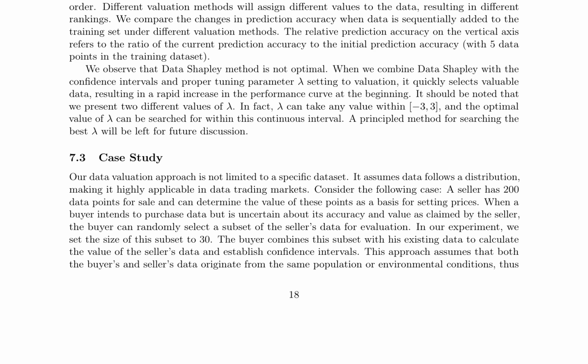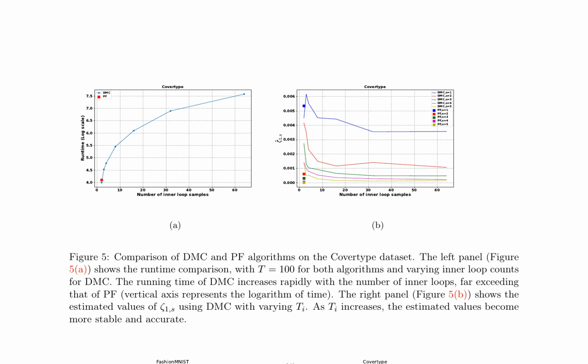This approach is applicable to data trading markets and is demonstrated through a case study involving a seller with 200 data points and a buyer who selects a subset for evaluation. In data addition tasks, the performance of various data valuation methods is compared on the fashion-MNIST and cover-type datasets. The cover-type dataset is used to assess the runtime and estimated values of zeta-1 s using the DMC algorithm with varying t, as shown in Figure 5.